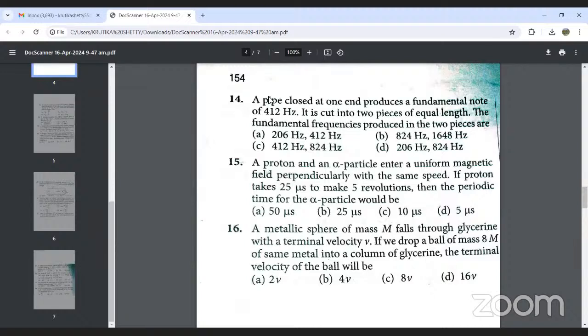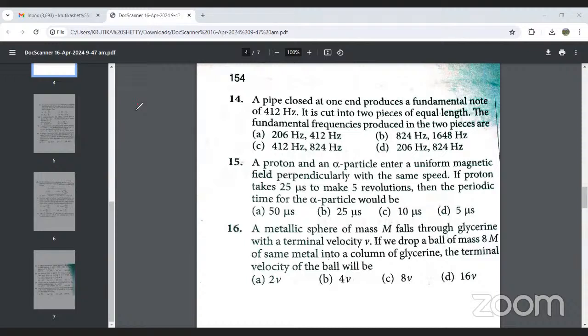Next question, students. Again, it is on the waves topic. If you see the question, what they are asking here is: a pipe closed at one end produces a fundamental note of 412 hertz. It is cut into two pieces of equal length. What will be the fundamental frequencies produced in the two pieces?